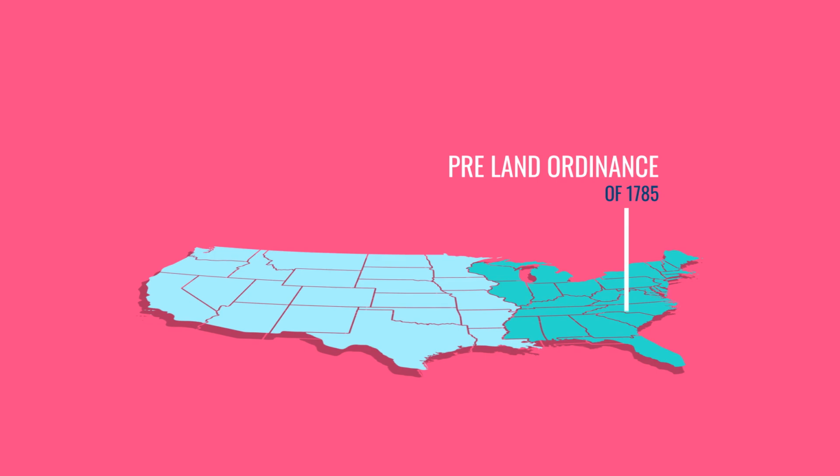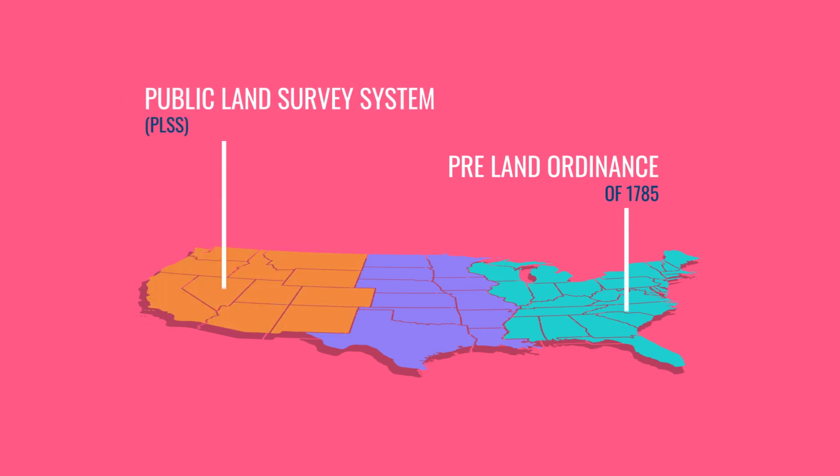Beginning with the Land Ordinance of 1785, the U.S. started to transition to the public land survey system used in the central and western states. But that's a different topic for a different time.